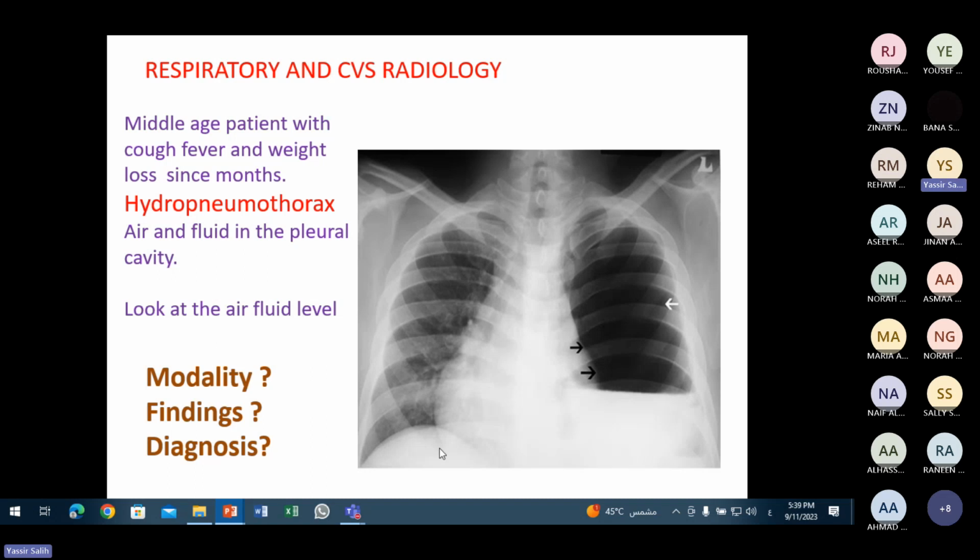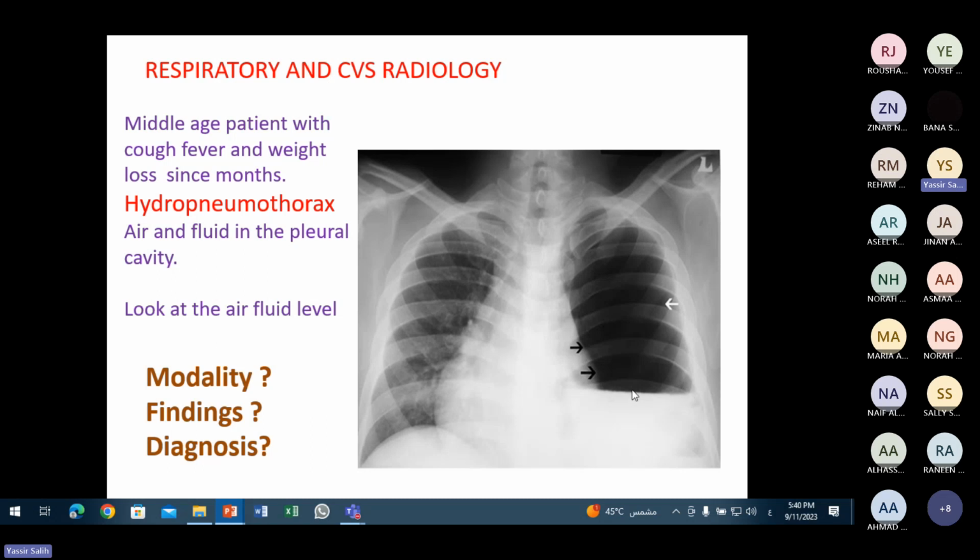If you have air and fluid, the air floats on the fluid. Usually in the erect position, like any glass cup you put air and fluid in, the fluid goes down and the air goes up. So there is a line separating the two materials, between the fluid and air. The upper surface of the fluid is straight, and the air is above it. This is called an air fluid level.